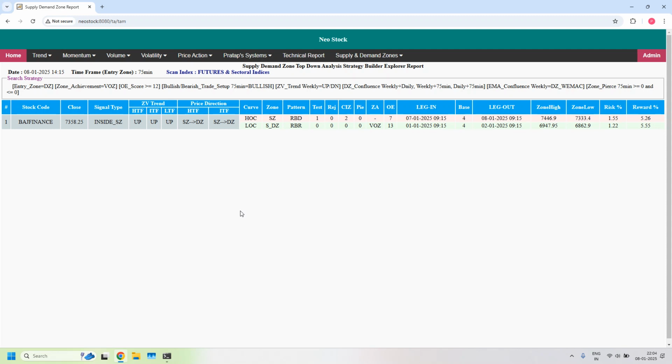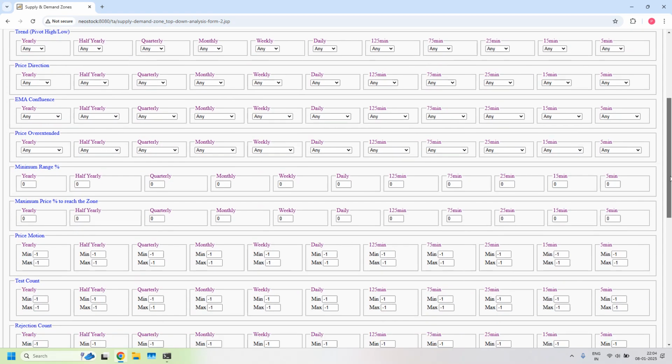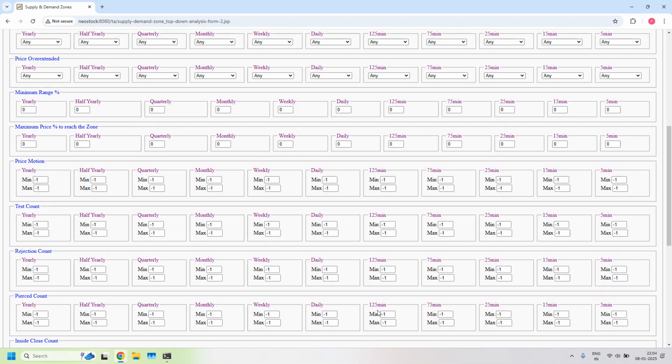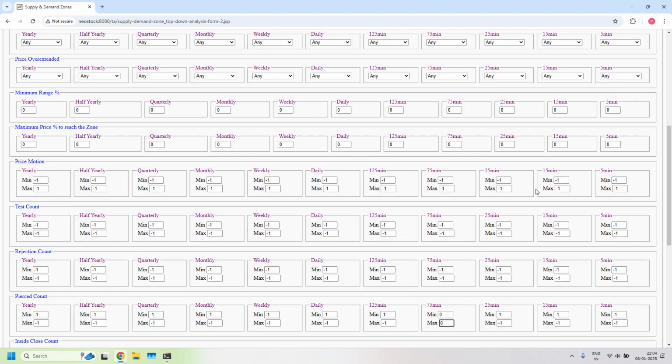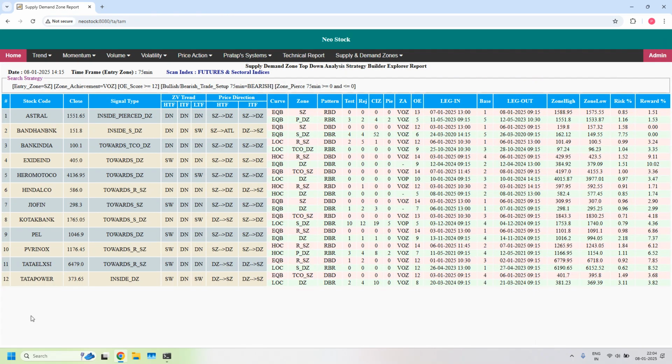Okay, this is about bullish trade setup, weekly income trade. Next, bearish trade setup, weekly income trade, entry time frame 75 minutes, entry zone, supply zone. Bullish or bearish trade setup at 75 minutes, I am selecting bearish. The 75-minute supply zone should not be pierced. So in the pierced count at 75 minutes time frame, I am setting minimum value 0, maximum value 0. Zone achievement violated, opposing zone, minimum order enhances score 12. Let's filter. We got 12 stocks.